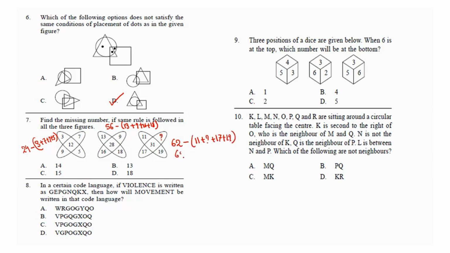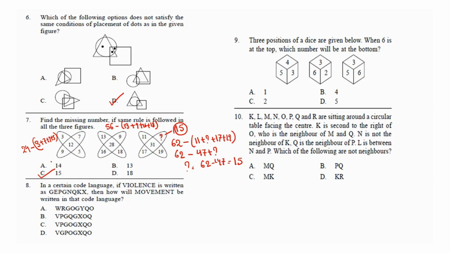So 62 minus this is 47 plus question mark. So question mark is what? Question mark is 62 minus 47. That is 15 is the answer. So here 15 is the answer. So our correct answer is option number C, right?